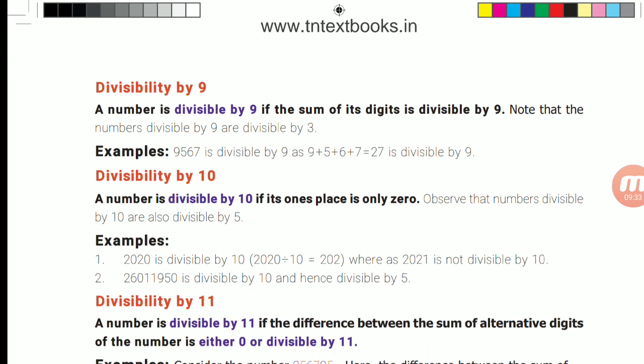If a number ends with 0 in the ones place, okay, that is the rule. Let's see 2020. The last digit is 0, the ones digit is 0, so the number will be divisible by 10.